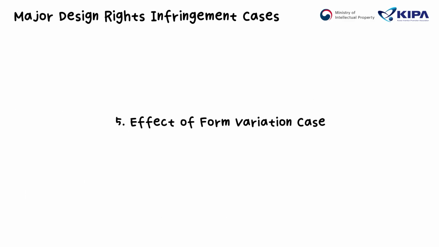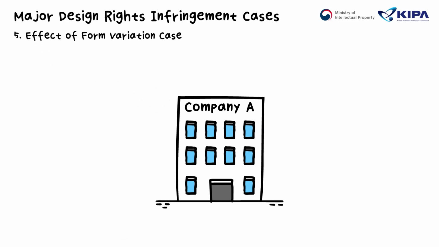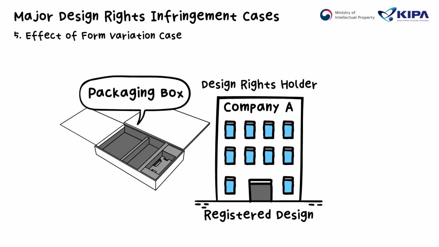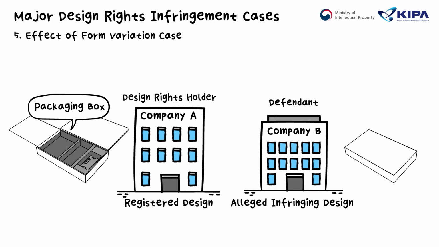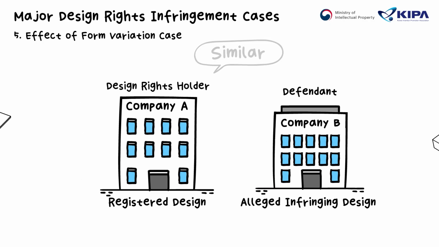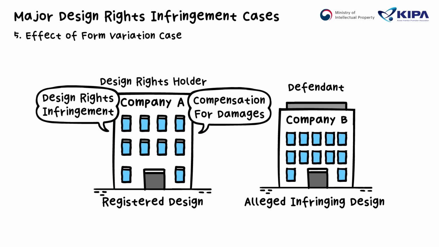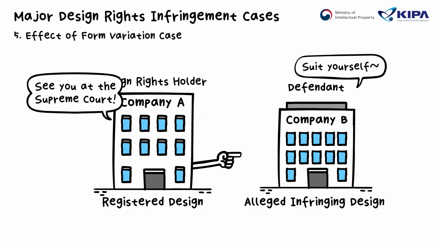5. Effective form variation case. Company A, the plaintiff, is the design right holder of the registered design, which relates to a packaging box for securing and packaging mobile phones and their accessories. Company A claimed that its registered design was similar to the alleged infringing design and filed a lawsuit against Company B, the defendant, seeking an injunction against design rights infringement and compensation for damages. After losing in both trial and appellate courts, Company A appealed to the Supreme Court.